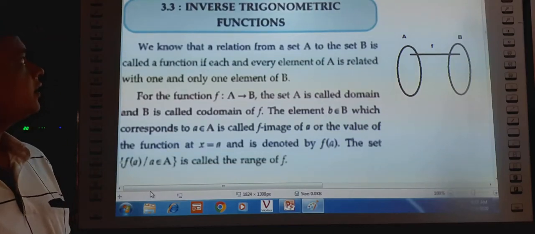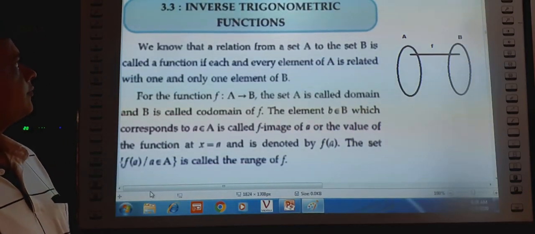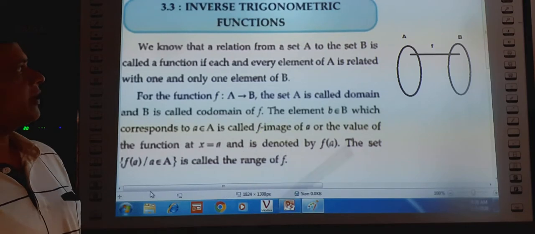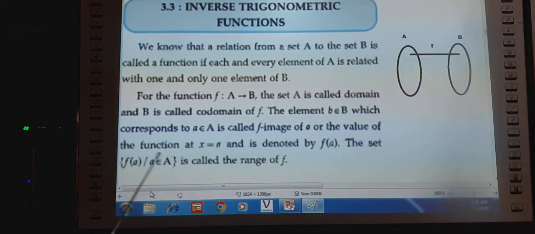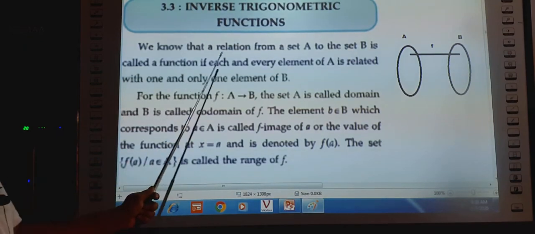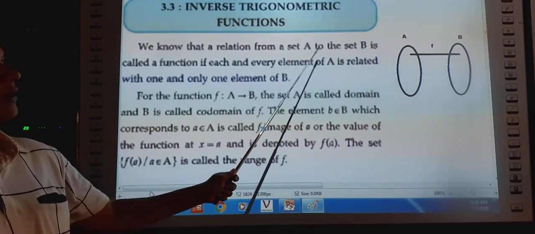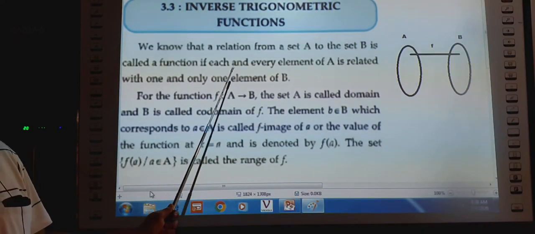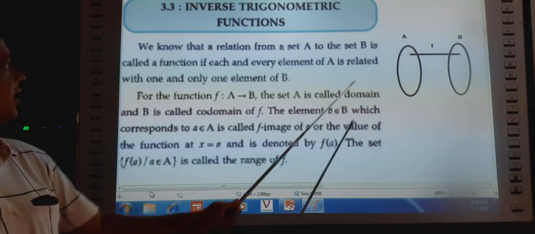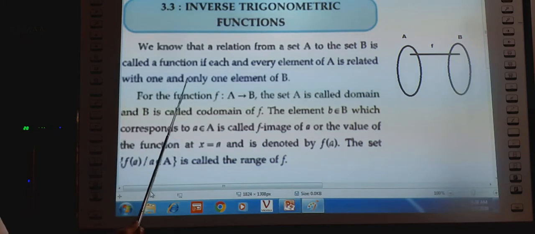Now today we see a new topic: inverse trigonometric functions. For that we must know the definition of functions. We know that a relation from a set A to a set B is called a function if each and every element of A is related with one and only one element of B.